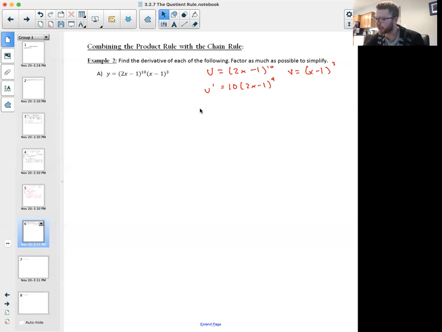And then remember our shortcut, we're also going to multiply by the derivative of what is inside the bracket. So that is going to be 2. And then for v prime, we're going to put the 3 out front, x minus 1, subtract 1 from the exponent, and then multiply it by the derivative of what is inside the bracket, which is 1. We can simplify u prime a little bit by multiplying the whole numbers. So 10 multiplied by 2 is 20, 2x minus 1 to the 9, and v prime will be the same because 3 times 1 is still 3.